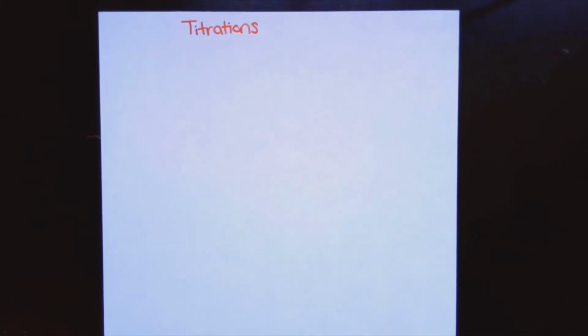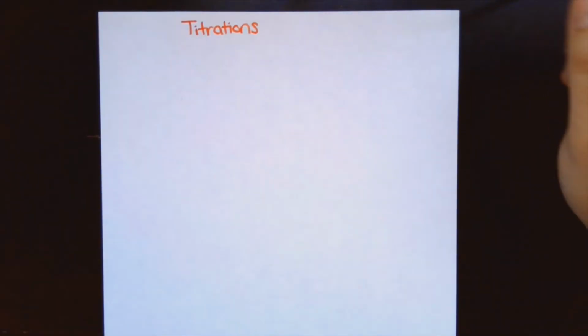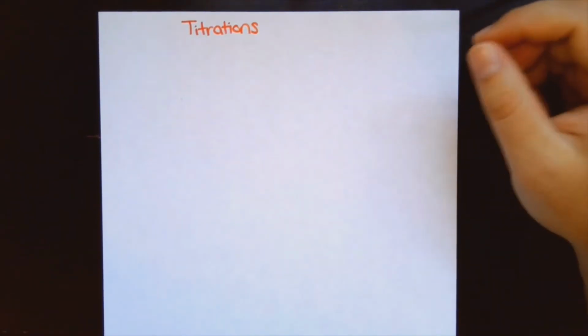So let's say you have a solution of acid and you want to know what its concentration is. You take a basic solution with a very, very well known and measured concentration, and you very carefully mix the two to reach exactly the point when they're neutralized, and you can then mathematically determine the concentration of your acid.